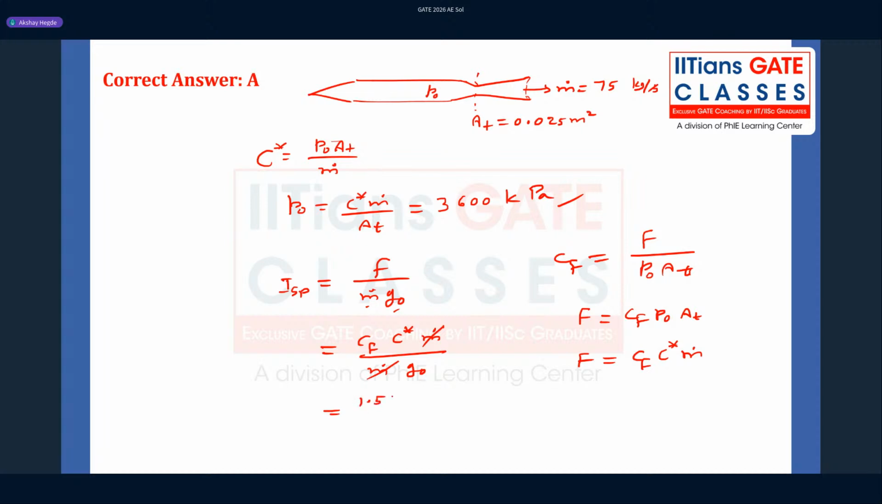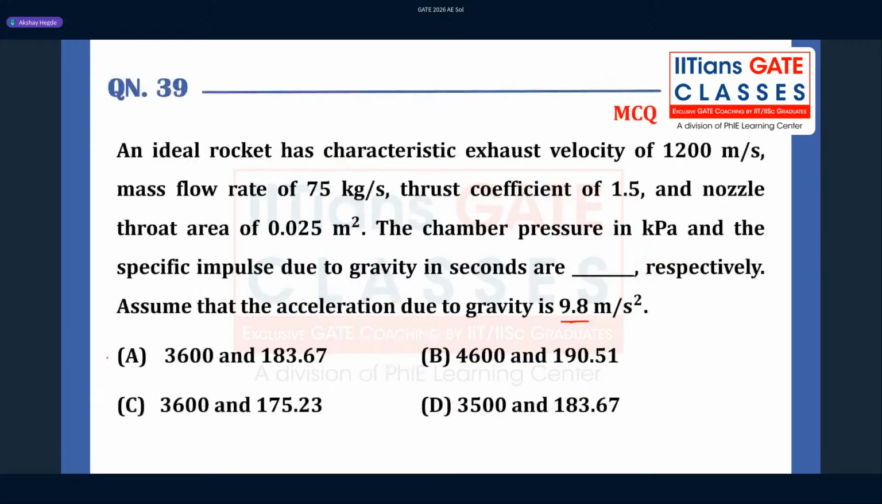So that is 1.5 times 1200 meter per second divided by 9.8 meter per second square. So that should give me a specific impulse of 183.67 seconds, because meter per second divided by meter per second square leaves me with only seconds. Okay. So now look at P naught 3600 kilopascal, and this is 183.67 seconds. So that corresponds to option A. All other options are not correct.